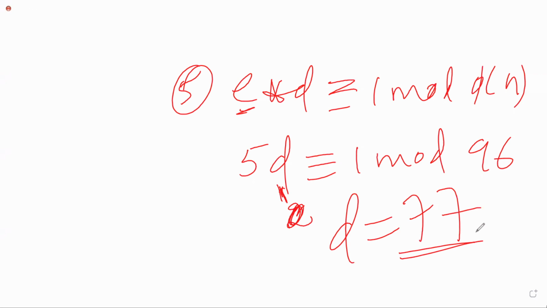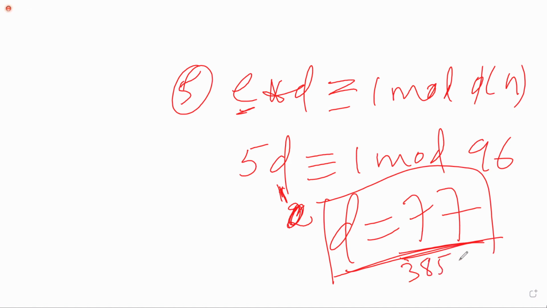Okay, 77 is the D value. So E is the selected value 5 and D is the calculated value, where E into D is congruent to 1 mod 96. So the D value is 77. 77 into 5 is 385, which is nothing but 4 into 96 plus 1. So the remainder is 1.